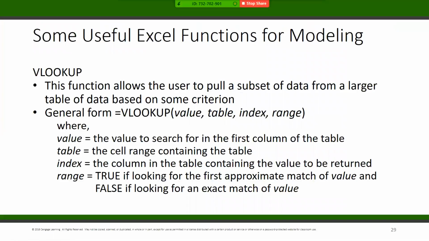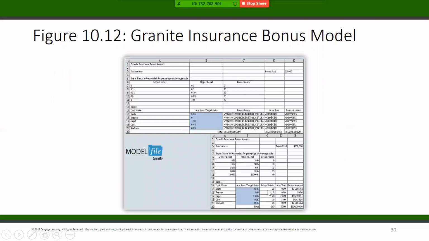Now, VLOOKUP is another useful function, and this function allows the user to pull a subset of data from a larger table of data based on some criterion. So the general lookup formula is VLOOKUP equals some value, comma, the table it's in, comma, the index, comma, the range. The value is the value to search for in the first column of the table. The table is the cell range containing the table, so that's pretty obvious. The index is the column in the table containing the value to be returned. And then we have the range. It's true if looking for the first approximate match of a value, and false if looking for an exact match of a value, okay? So this is kind of how we're going to use this.